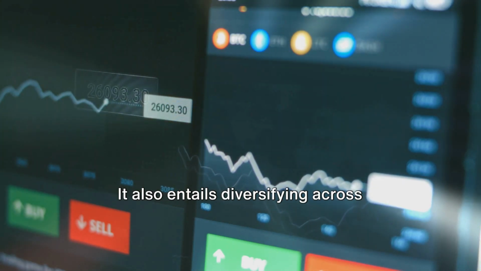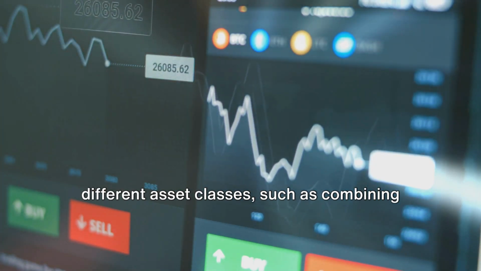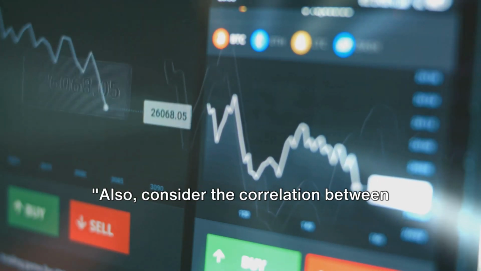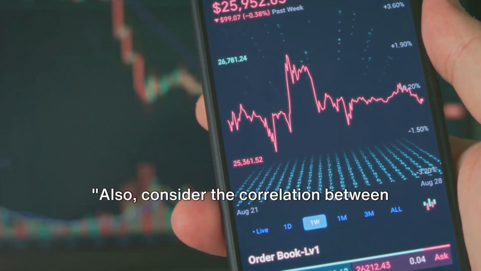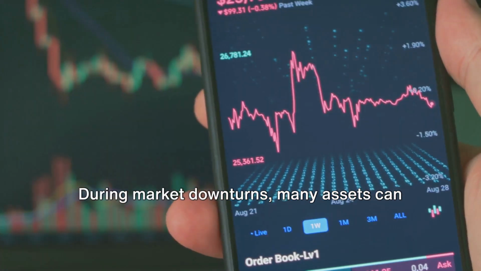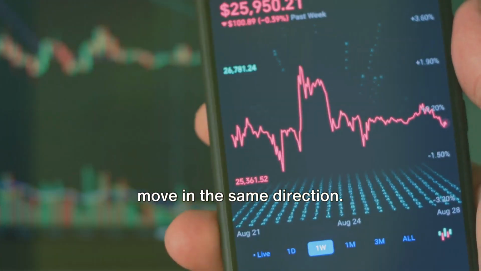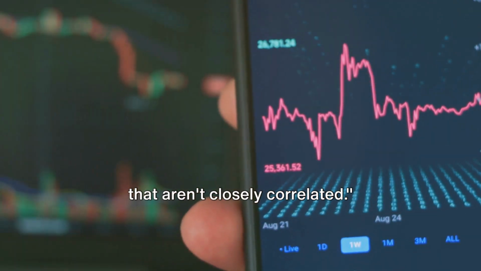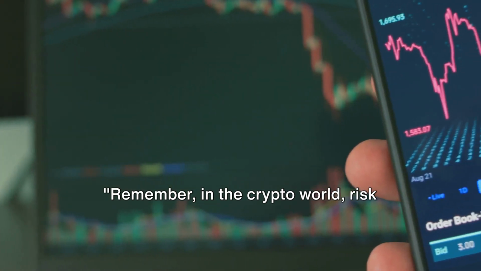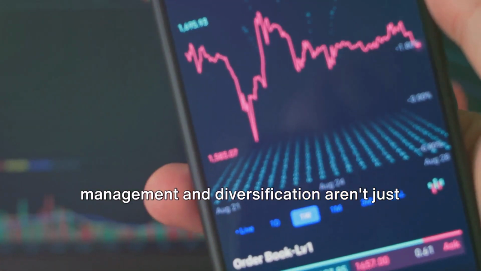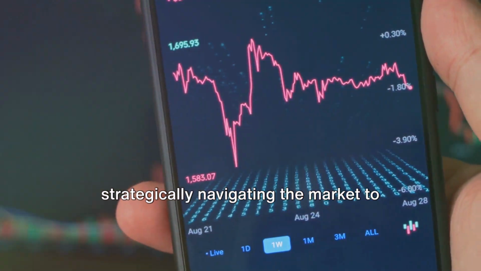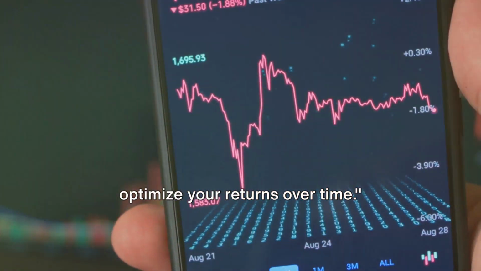It also entails diversifying across different asset classes, such as combining traditional stocks and bonds with your crypto investments. Also, consider the correlation between your assets. During market downturns, many assets can move in the same direction. True diversification means having assets that aren't closely correlated. Remember, in the crypto world, risk management and diversification aren't just about preserving capital. They're about strategically navigating the market to optimize your returns over time.